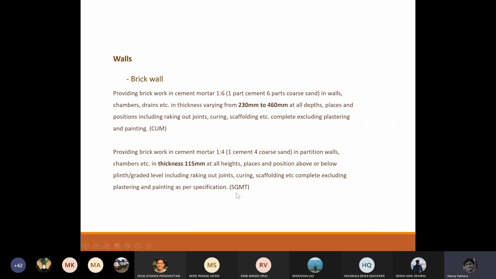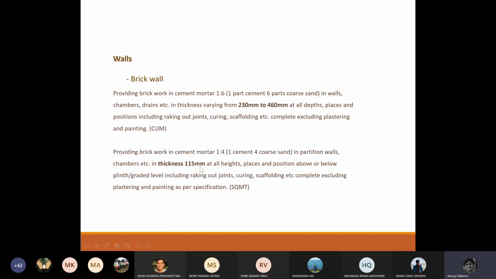Now, generally, this wall is not load bearing or even external. It is used for partitions. And nowadays, when we are creating partitions, we use other materials which are faster to erect, easier to finish and better in finish, right? But still, if we consider its specification: providing brickwork in cement mortar 1:4 in partition walls, chambers, etc. of so and so thickness, and that would be considered in square meter.